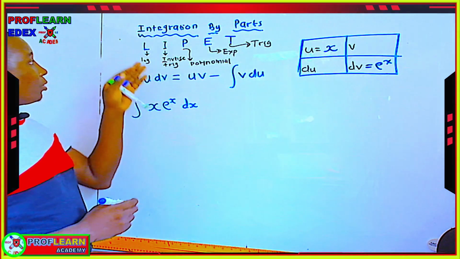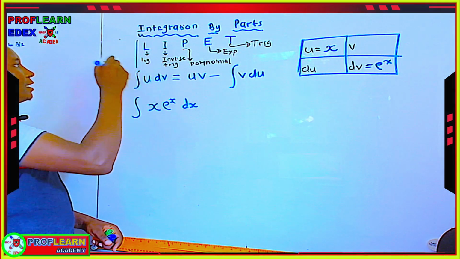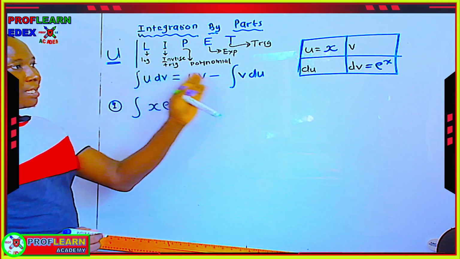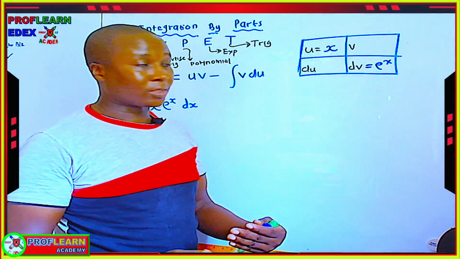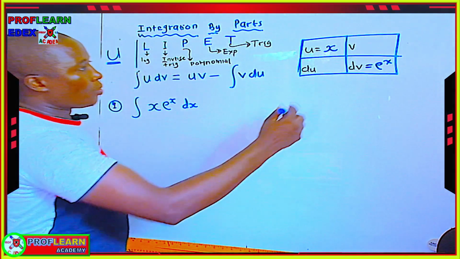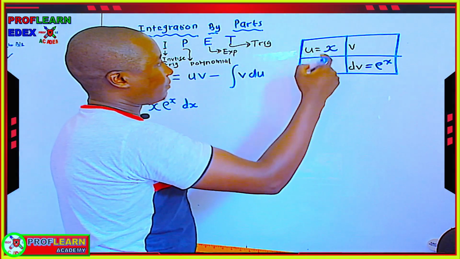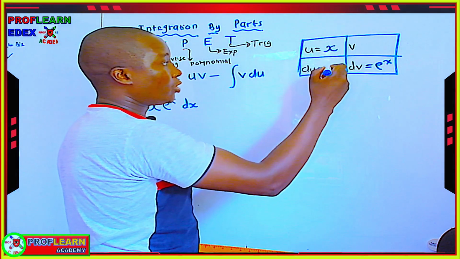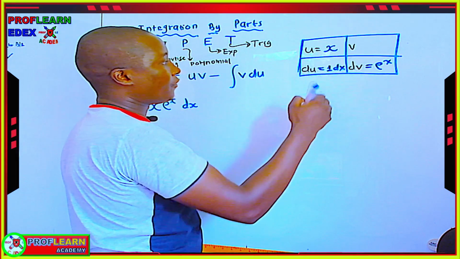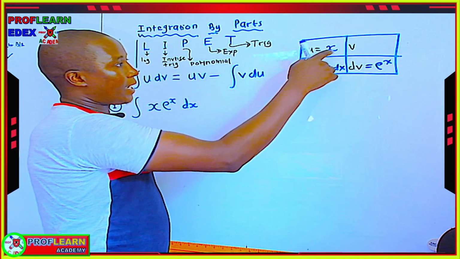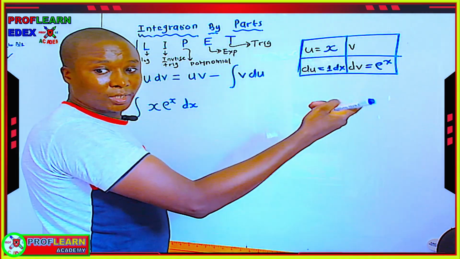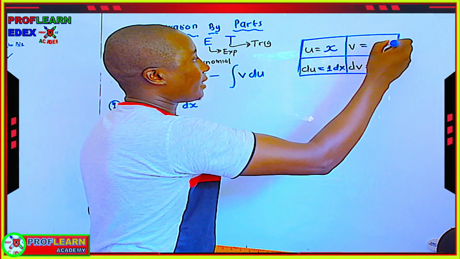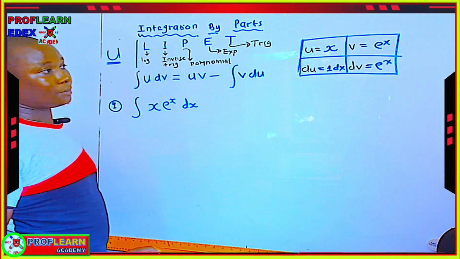So LIPET enables you to identify u, and the remaining expression becomes our dv. Now, with x, what is du? Because if u is equal to x, what will be du? du is going to be 1 dx. If you differentiate x, you are going to get 1 dx. And if you integrate dv, you are going to get the same expression there, right?